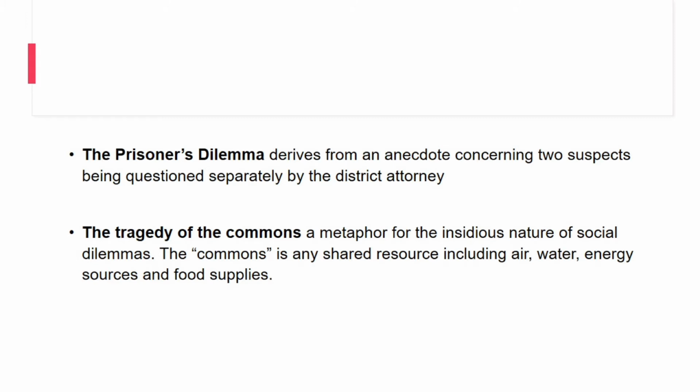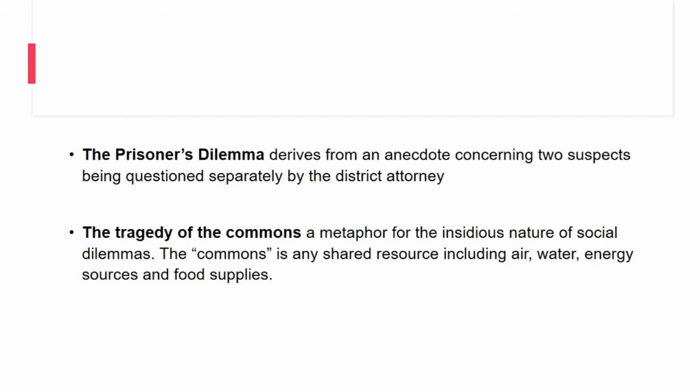So if you were a prisoner faced with such a dilemma, with no chance to talk to the other prisoner, would you confess? A metaphor for the insidious nature of social dilemmas is what ecologist Garrett Hardin called the tragedy of the commons. He derived the name from the centrally located grassy pasture in Old English towns. In today's world, the commons can be air, water, fish, cookies, or any shared and limited resource.